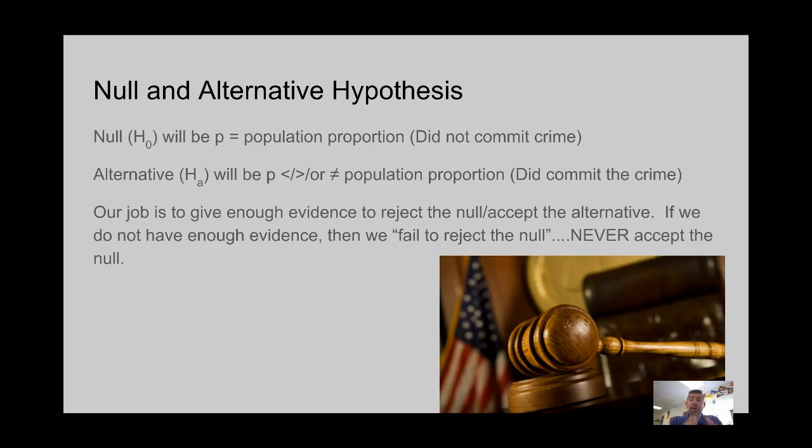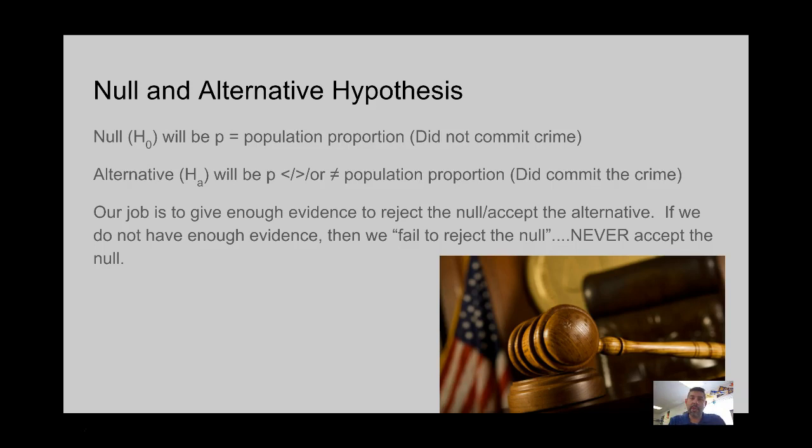So the prosecution's job is to provide evidence that the person on trial is in fact guilty. If we did not provide enough evidence that they are guilty, then we're not accepting that they are innocent. We just say we did not provide enough evidence that they are guilty. So we're not accepting the null. We're just saying we can't reject that it is true, right? Or that it is not true.